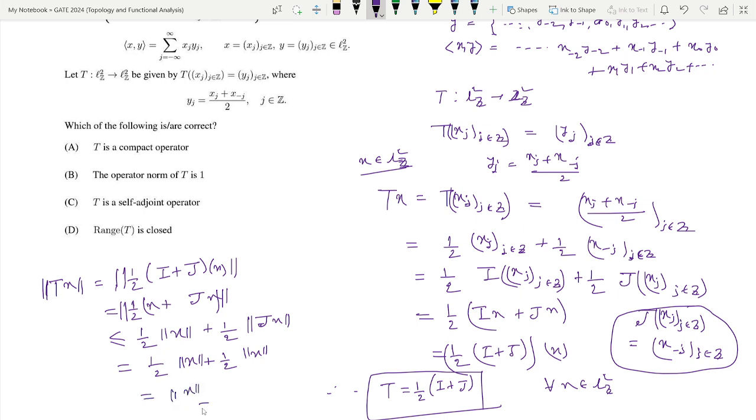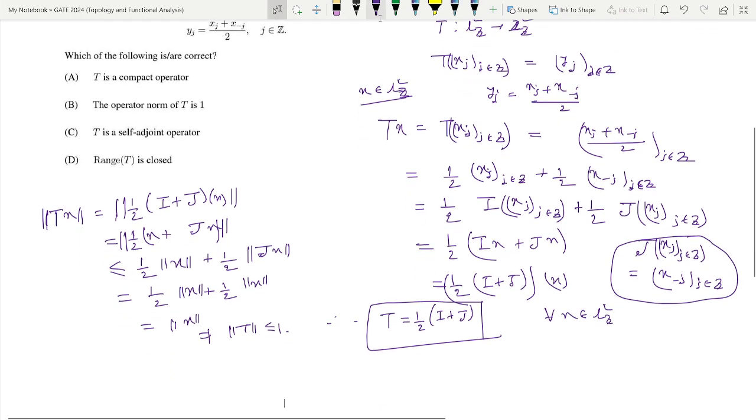So this is half norm x plus half norm x. What we get from here is that T is bounded and norm T is less than or equal to 1. And also, if we take one fixed element, say x equal to, taking all such members 0, only this x0 is 1 and the other elements are also 0, then clearly this element will belong to the unit ball of this space ℓ²(Z).